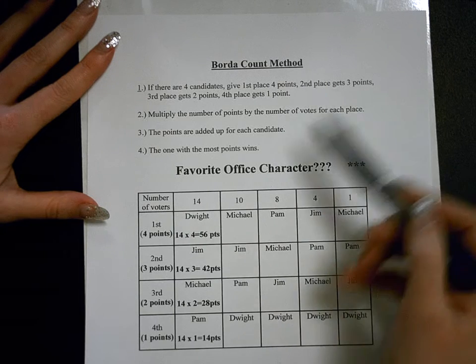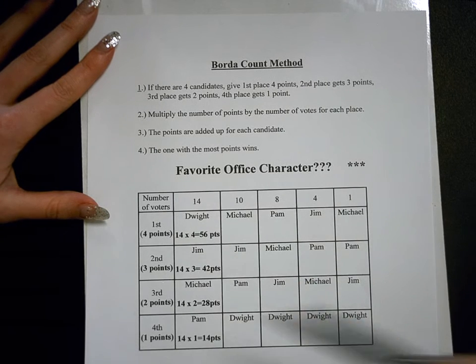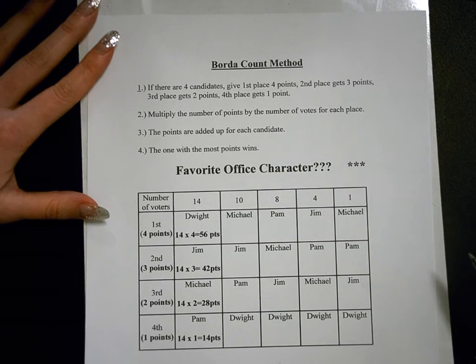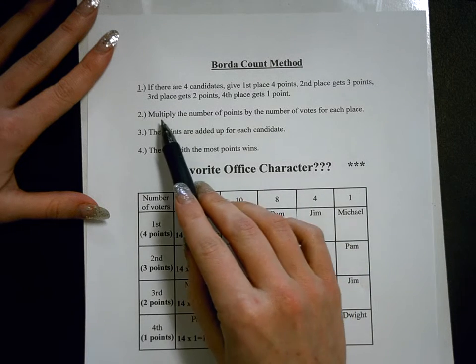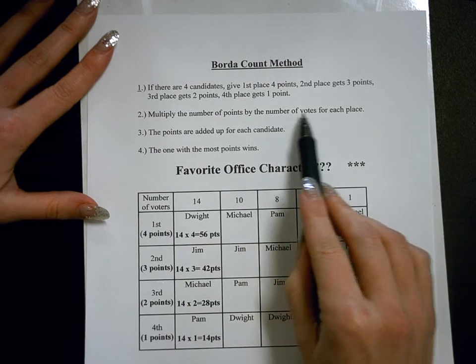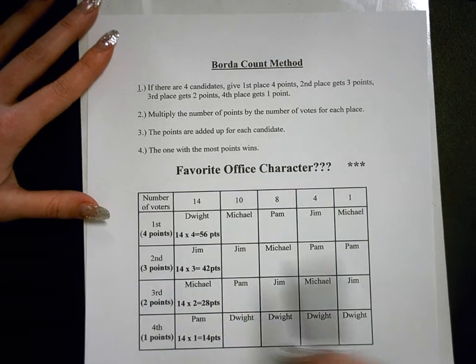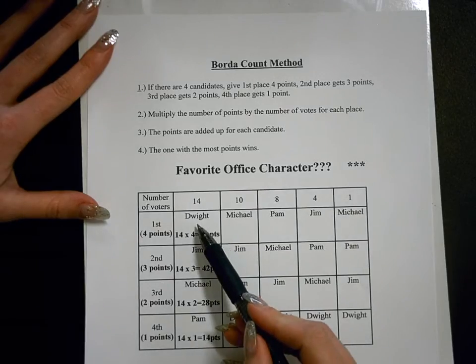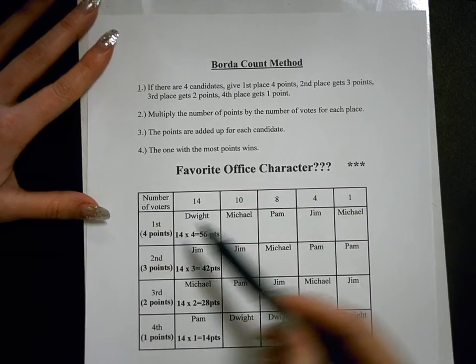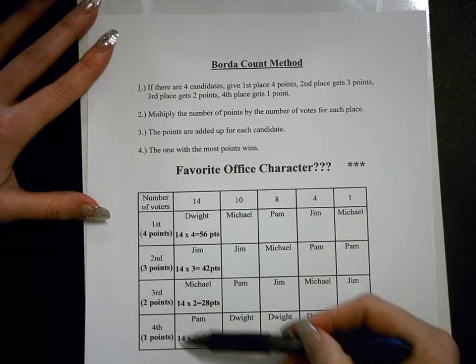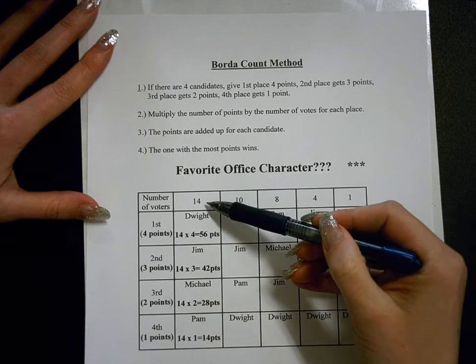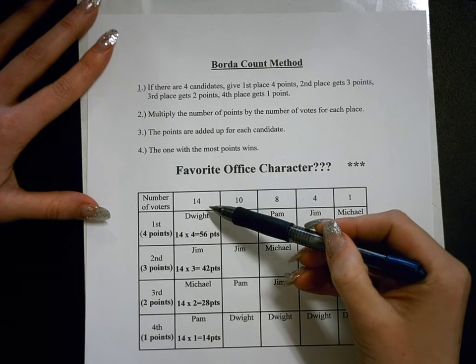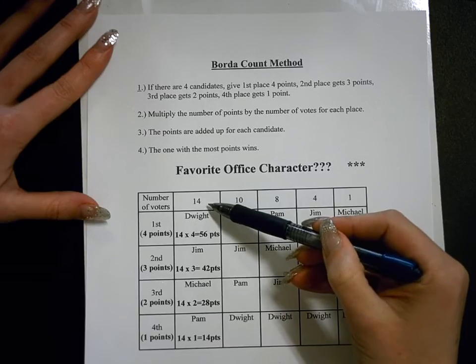So that's the first thing, determining the place value and how many points you get for being in that particular place. Now the second step is you multiply the number of points by the number of votes for each place. So if we look down here at this preference schedule, Dwight, he's in first place, so he gets 4 points. But what we have to remember is this column represents 14 people who voted exactly the same. So there's actually 14 people who voted him first.